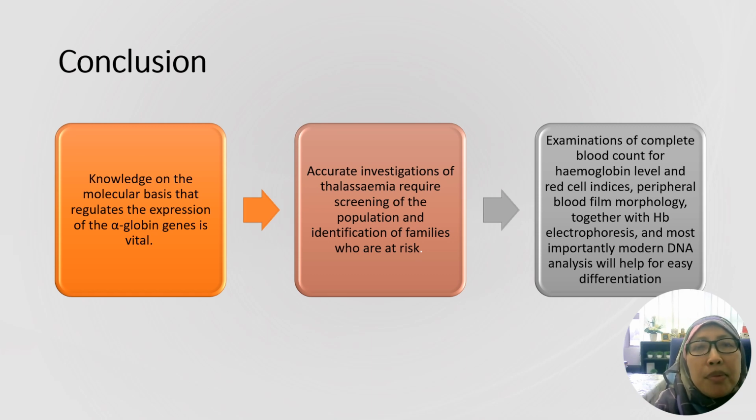Nationwide screening programs, pre- and post-marital screening, including infant screening, have been well developed. Accurate investigation of thalassaemia requires screening of the population and identification of families who are at risk. Examinations of complete blood count for hemoglobin level and red cell indices, peripheral blood film morphology, together with hemoglobin electrophoresis, and most importantly, modern DNA analysis will help for easy differentiation.